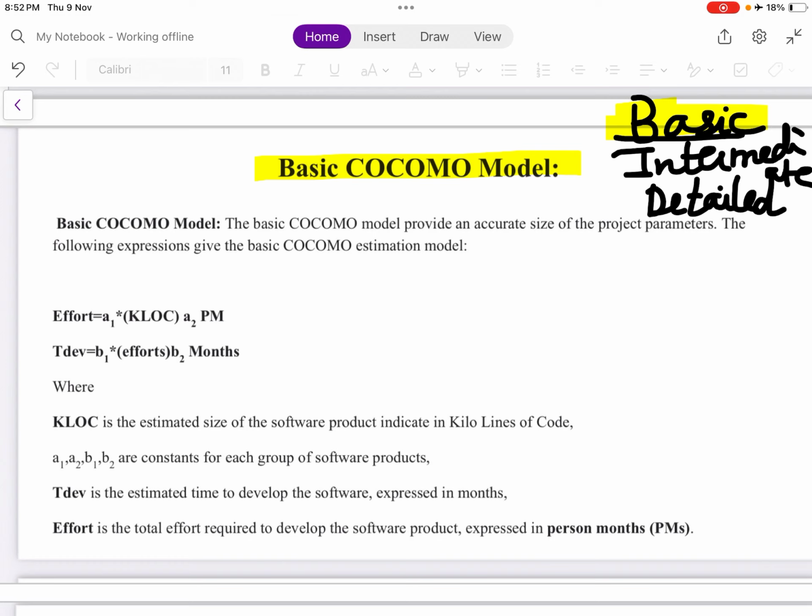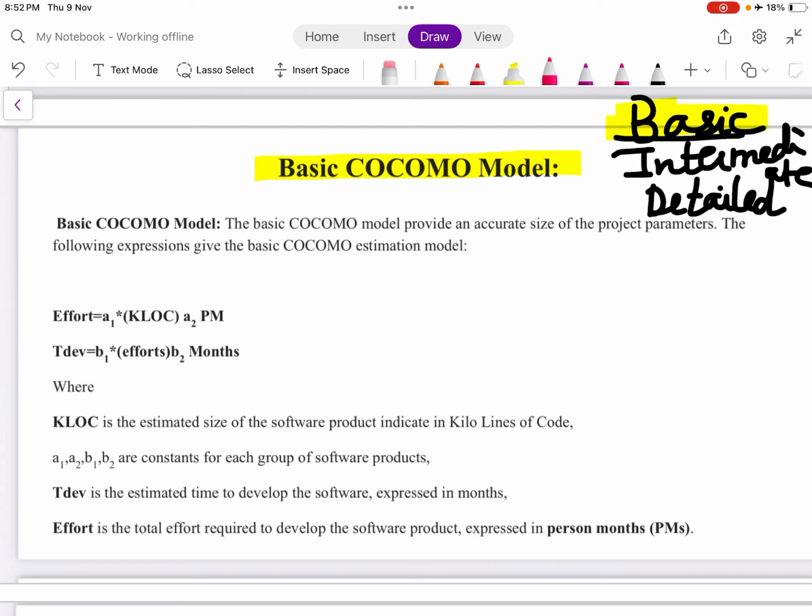The basic COCOMO model provides an accurate size of project parameters. The following expression gives the basic COCOMO estimation model. Effort is equal to A1 star KLOC to the power A2 PM, that is person months. TDEV, that is your development time, is equal to B1 into effort to the power B2 months, where KLOC is the estimated size of the software product indicated in kilo lines of code.